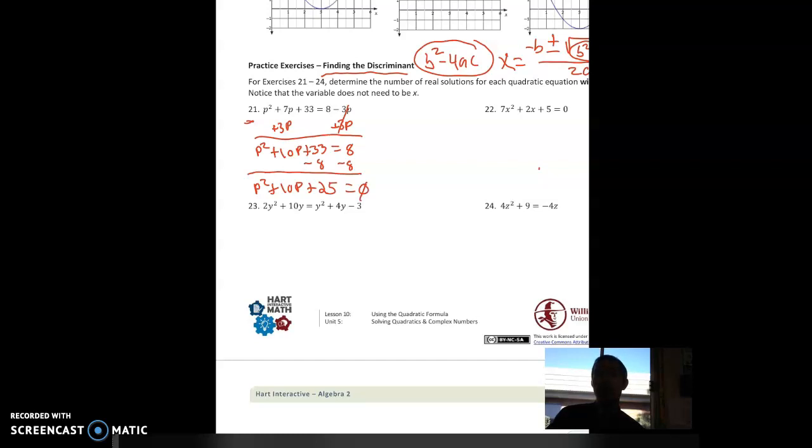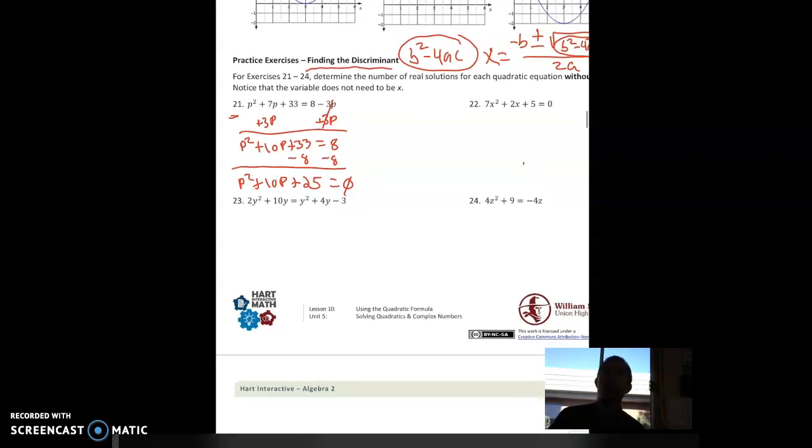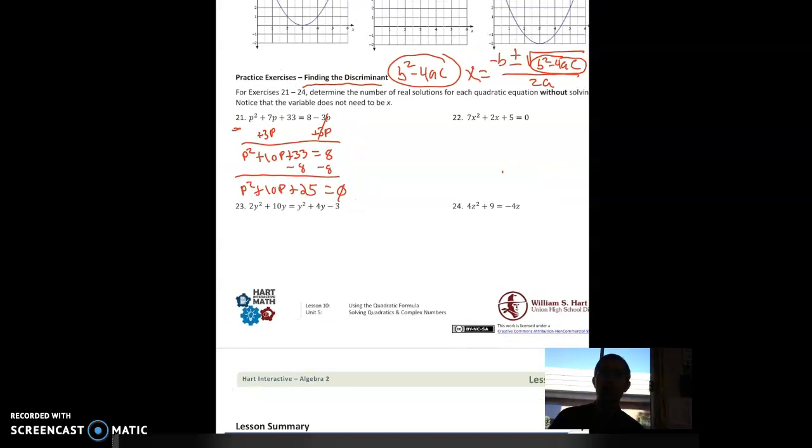Now I'm at a place where I can actually find the discriminant. Remember, the discriminant is only part of the quadratic formula. It's not the whole thing. But if we only know the discriminant, we can figure out how many solutions we have. So to find the value of the discriminant, you always want to label. A here is 1, the number in front of the p squared term. B is 10, and C is 25.